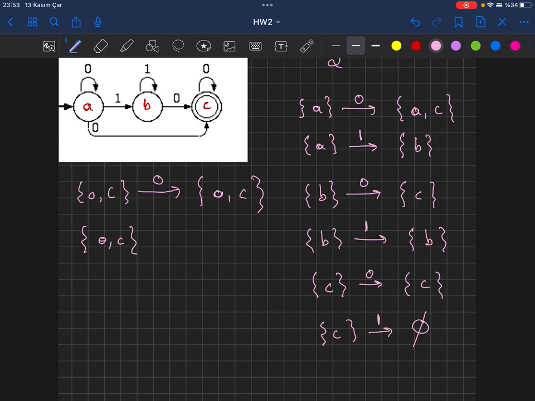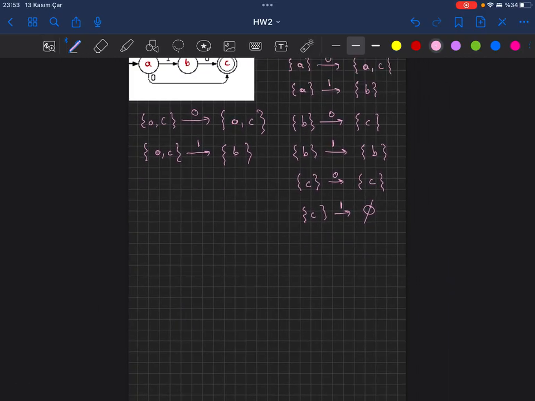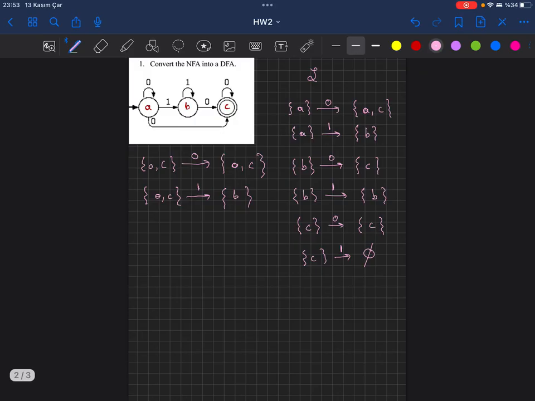In A and C state with 1, look at that. In A, we have 1, it's going to B. In C, we don't have 1, so just write B state, okay? We wrote all states, so we can draw our diagram.